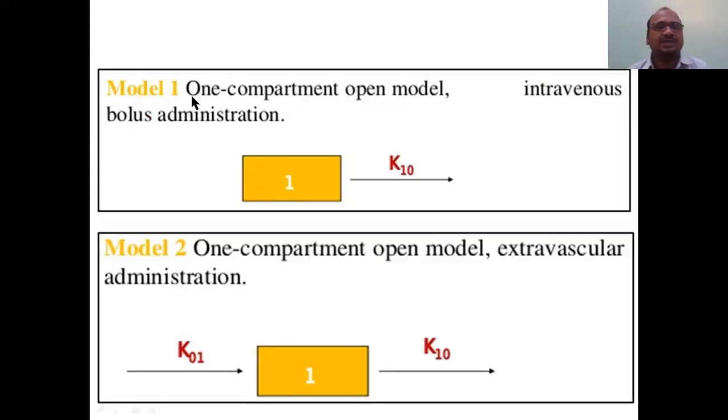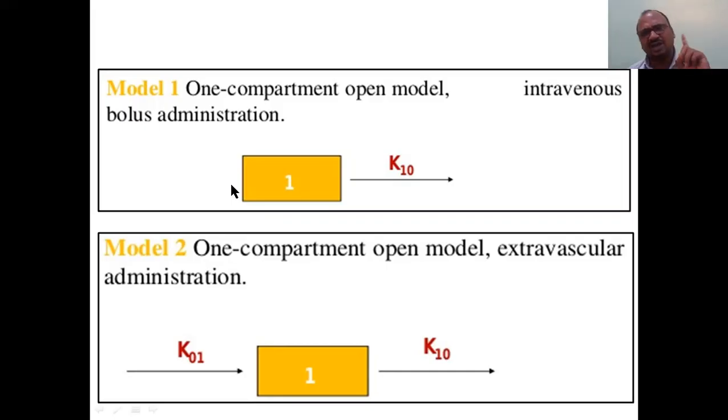See, model number 1 and model number 2 examples we have taken. It is a 1 compartment model. Only 1 compartment is there. That's why 1 compartment, open model. Why are we calling it open? See here, this K10 is nothing but elimination. That's why this is called an open model. Intravenous bolus, because absorption is not there. See here, there is no absorption. That's why it is called an intravenous bolus route.